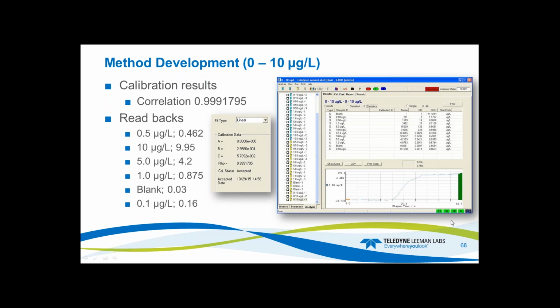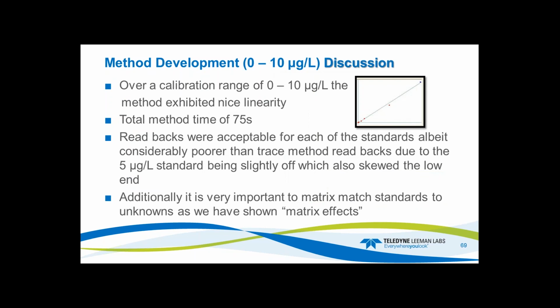So even though you look at the concentration correlation and you see a number, it may or may not give you good results. It may give you decent results. So always the fallback is to strive for at least 4 to 5 nines on any system. Try to get that correlation as close to 1.0 as possible. So over the calibration range of 0 to 10 ppb, the method did exhibit nice linearity. The total method time was 75 seconds. Readbacks were acceptable.